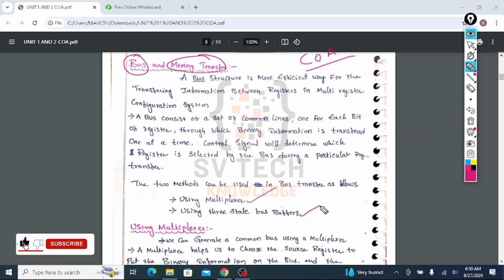Simply, if you want to transfer data from the B register to the A register, that will be written as B to A in register transfer language. Here, if you want to perform this transfer, you have to do two things. From B you have to transfer data to the bus, and from the bus you have to transfer data to A.